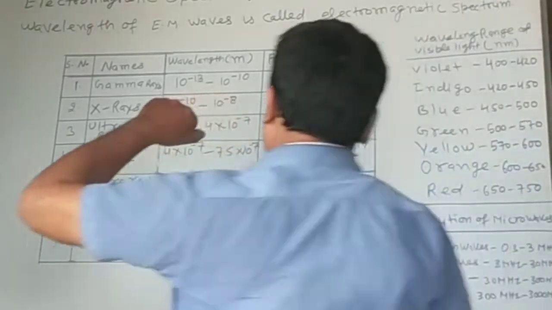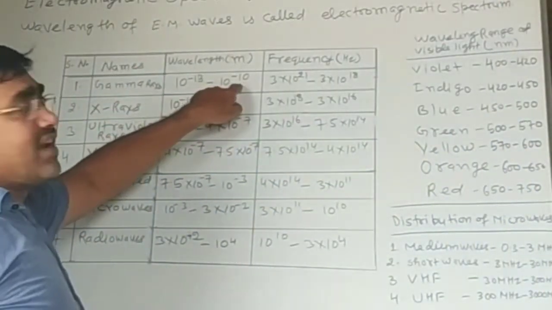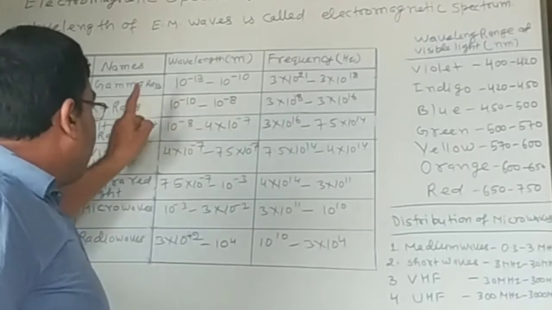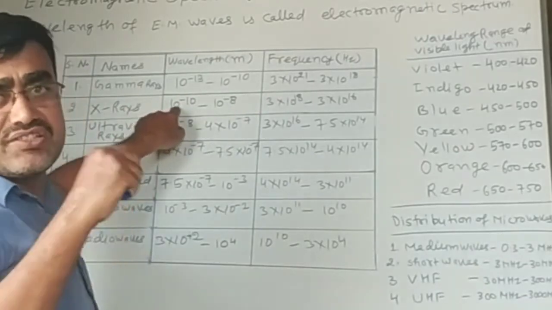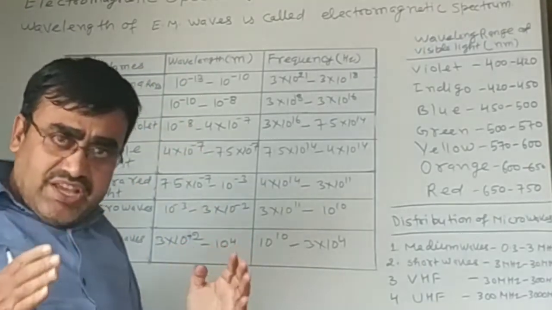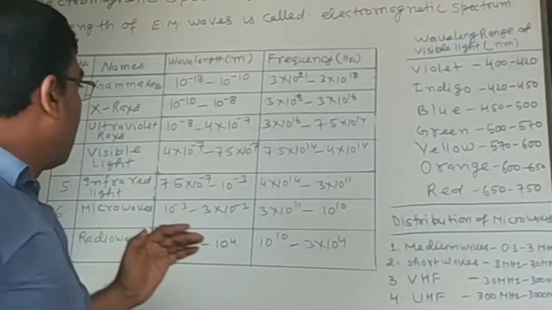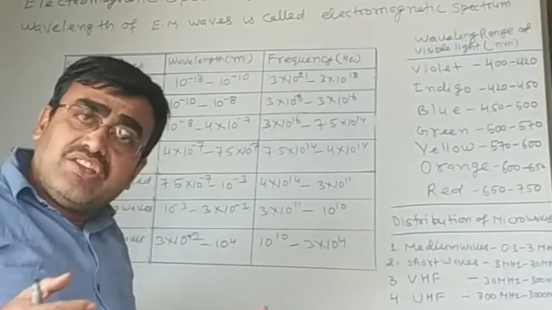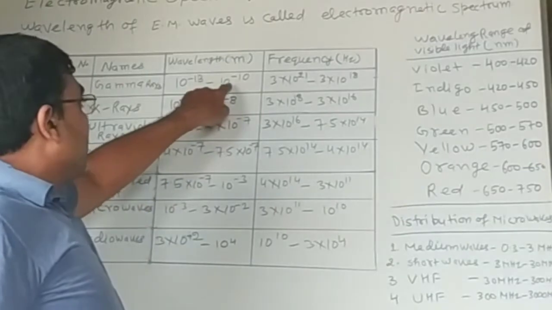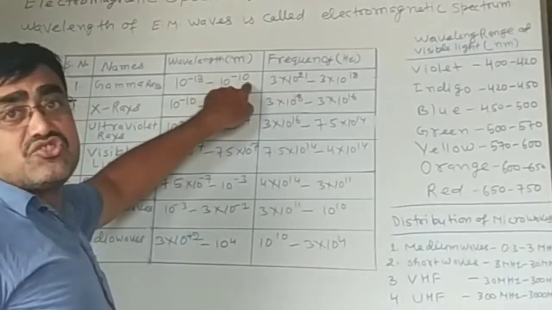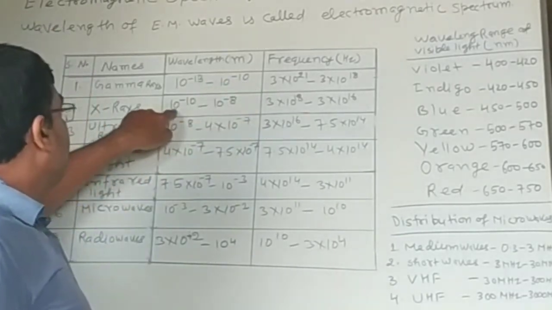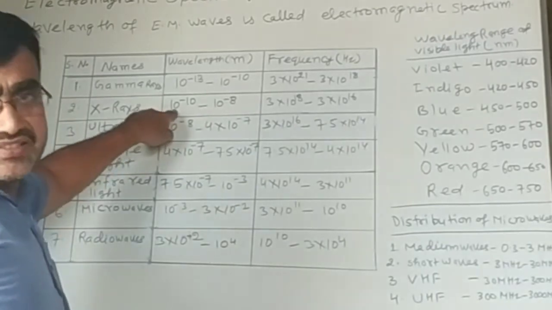That means the second range of each component becomes the first range of the next component, and this series is repeated in all 7 components. For example, here 10 to the power minus 10 meter is the second range, while it becomes the first range of X-rays.